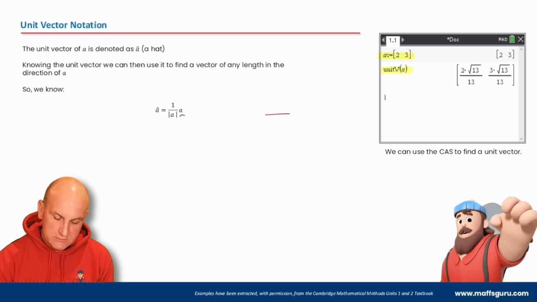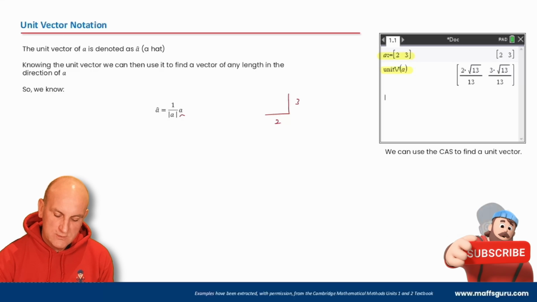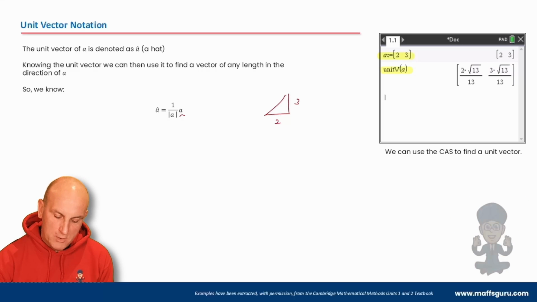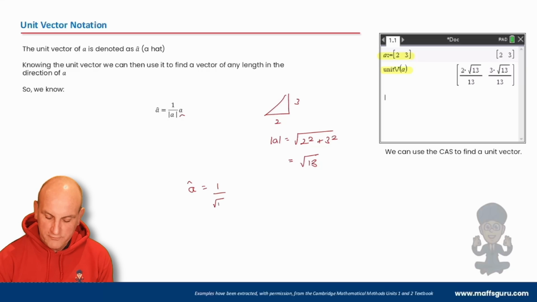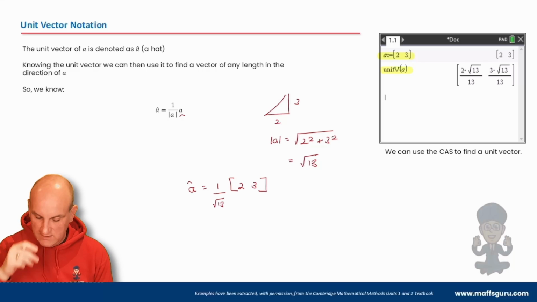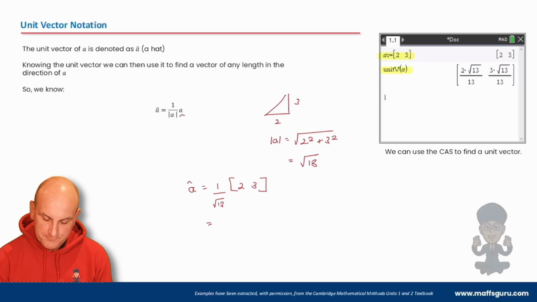So we've got 2 going that way and 3 going that way. So there's 2 and there's 3. So we know that the mod of a in that situation is going to be the square root of 2 squared plus 3 squared, which is 4 and 9, which is 13, root 13. So we now know that my unit vector is going to be 1 on the square root of 13 times 2, 3. Well, we don't really like that notation, but we'll give it a go. And so that's going to give me 2 lots on root 13 and 3 lots on root 13.